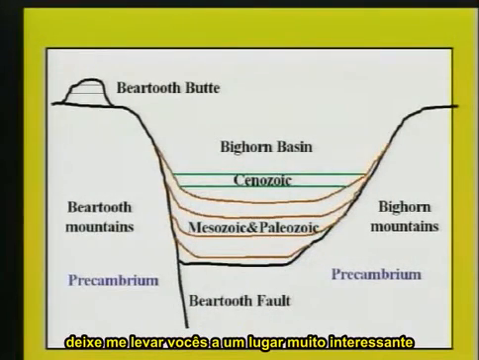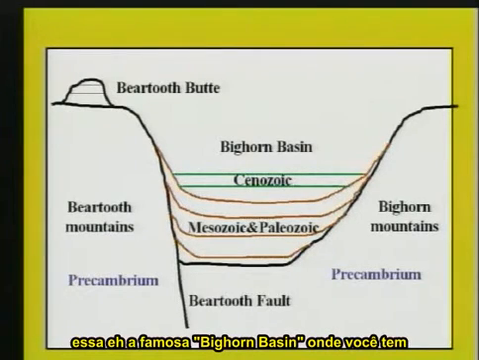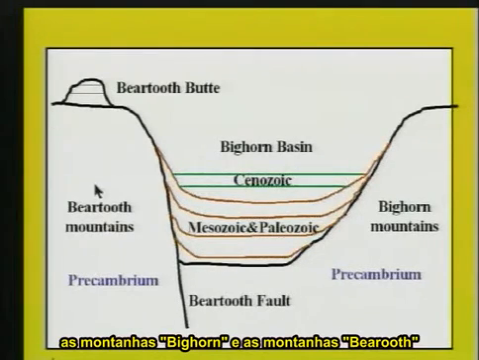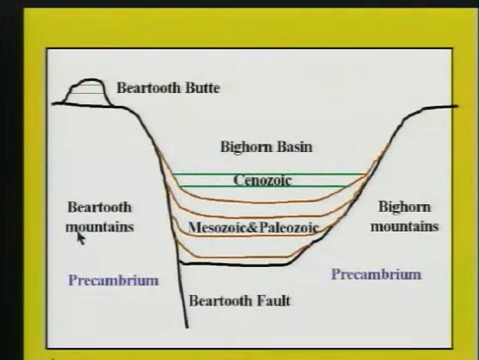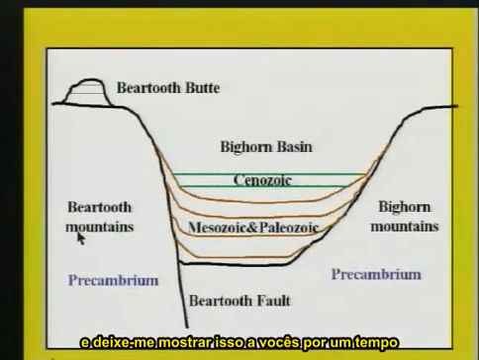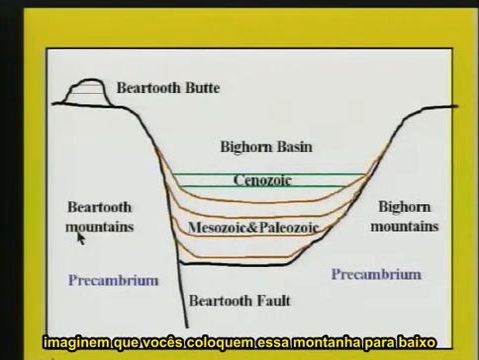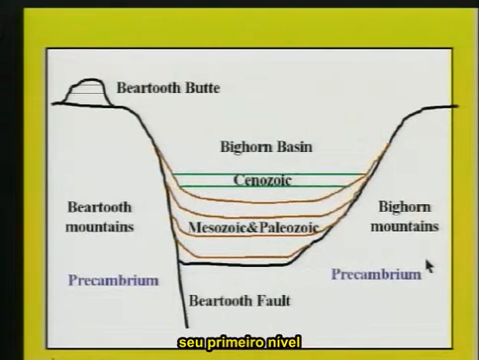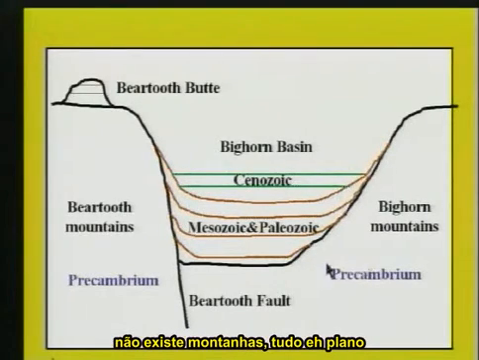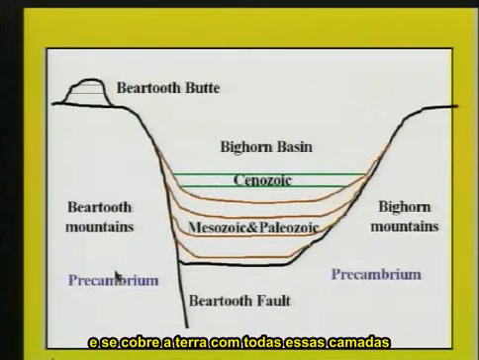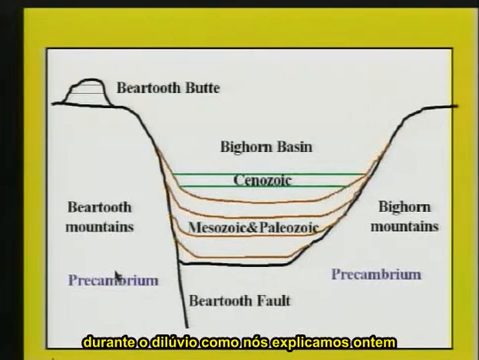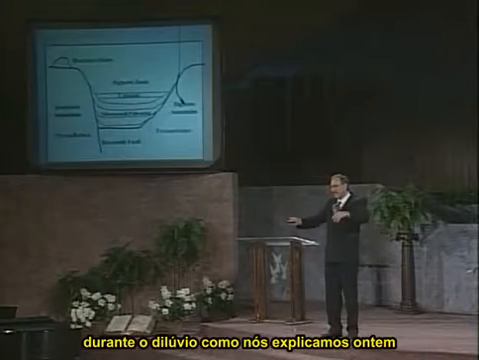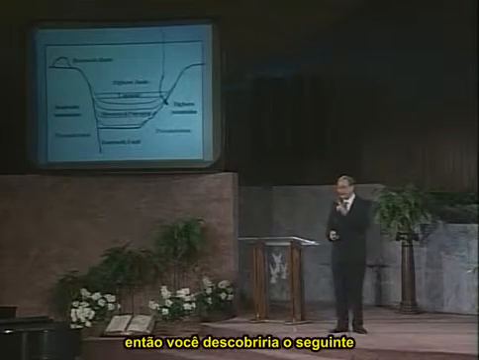Now I'm going to take you to an interesting place. This is the famous Bighorn Basin, where you have the Bighorn Mountains and the Beartooth Mountains. And I just want to run this by you just for a while. Think upon this. Imagine that you're taking these mountain tops right down to their previous level, and you're taking that one down to its previous level. So there are no mountains, everything is flat. You flatten it out. And you cover the earth with these layers that formed during the flood, as we explained it yesterday. Then you would find the following.